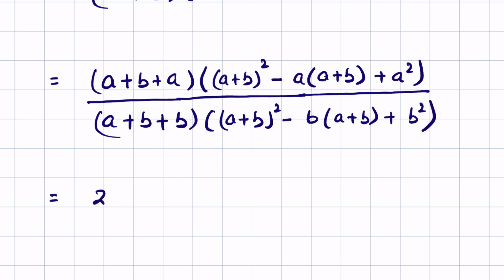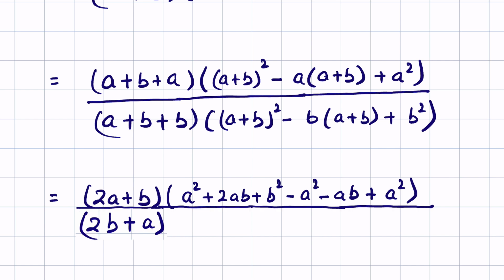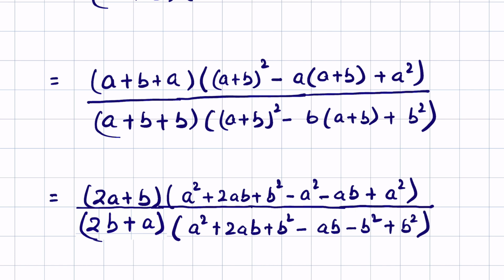Now we have (2A plus B) bracket A square plus 2AB plus B square, since (A plus B) whole square we have expanded, minus A times A, which is A square, minus AB plus A square, upon (2B plus A) bracket A square plus 2AB plus B square minus AB minus B square plus B square. Now we can cancel this A square and this A square, and here this B square and this B square.